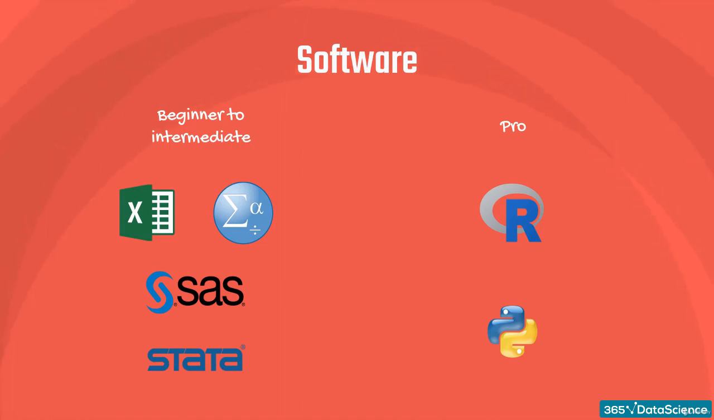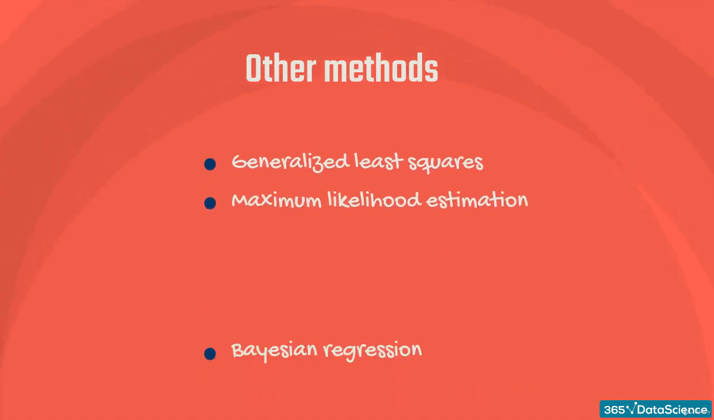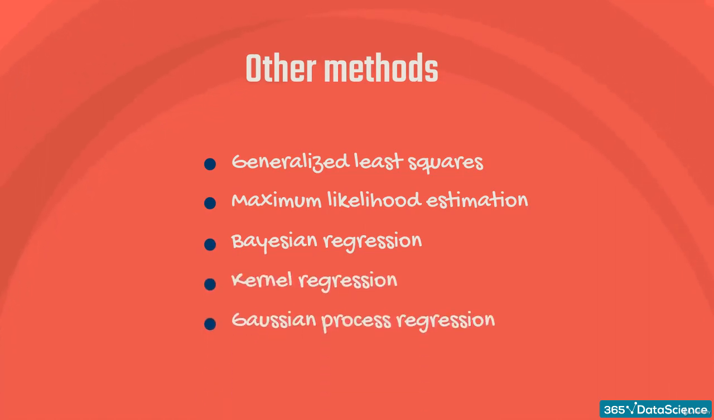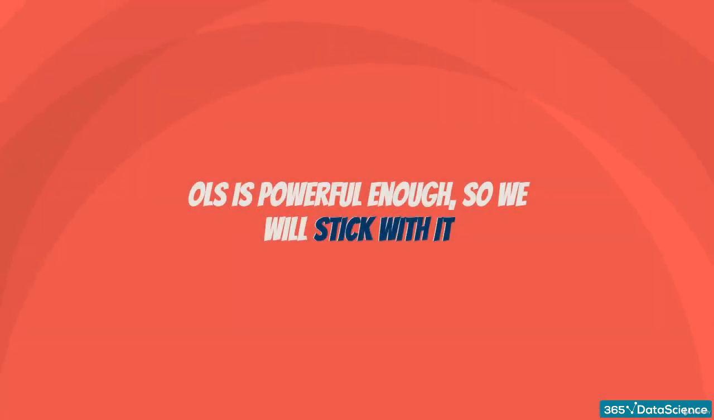Finally, we must note that there are other methods for determining the regression line. They are preferred in different contexts. Such examples are the generalized least squares, maximum likelihood estimation, Bayesian regression, the kernel regression, and the Gaussian process regression. However, the least squares method is simple, yet powerful enough for many, if not most linear problems. We will stick with it for now.